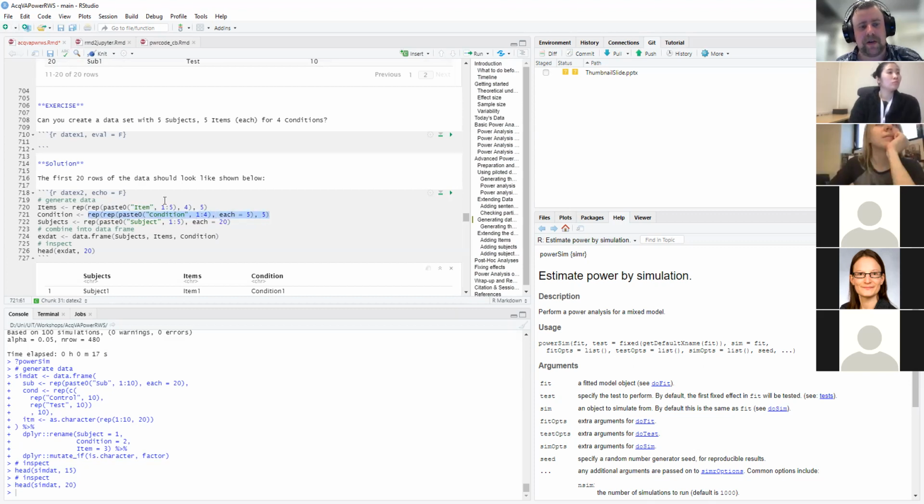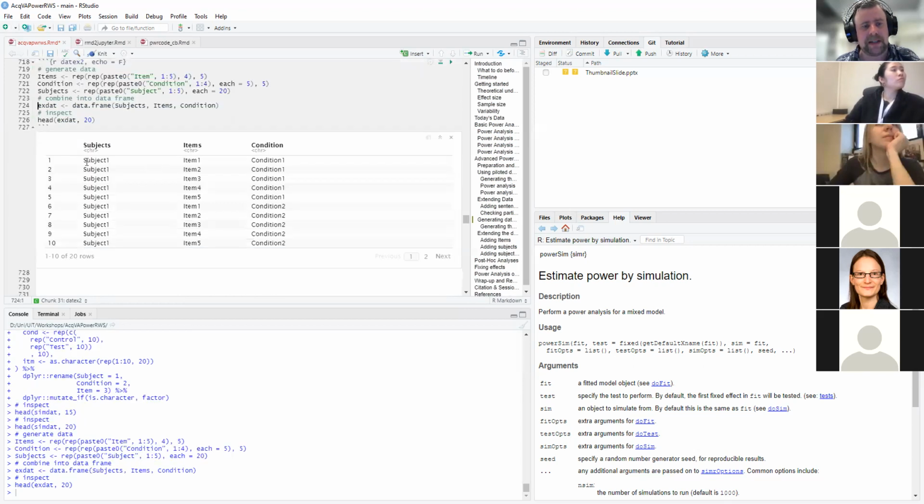And that's also how you get to the length of the data set, right? And here, same thing, I wanted subject 1 to 5, each repeated 20 times. And then you basically bind these 3 vectors together into a data frame. If you look at the data frame, you see that now you have subject 1, item 1 in condition 1, subject 1, item 2 in condition 1, subject 1, item 3, condition 1, and so on, right?